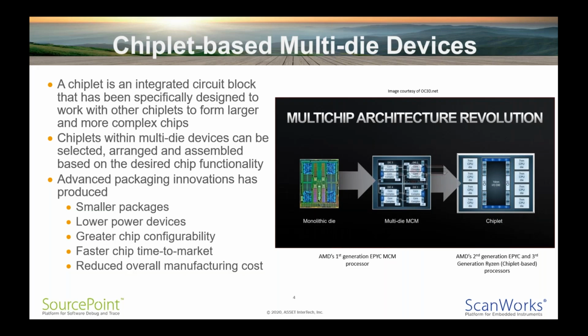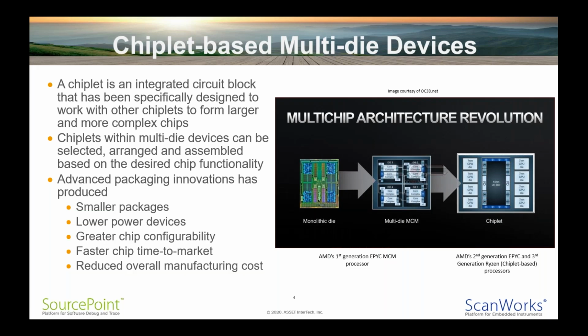A chiplet is an integrated circuit block that has been specifically designed to work with other chiplets to form larger and more complex chips. So heterogeneous integration combines diverse chiplets into a functional system. Chiplets within multi-die devices can be selected, arranged, and assembled based on the desired chip functionality. Monolithic designs are difficult to scale past a certain size, and manufacturing large chips that contain more functions is more expensive.